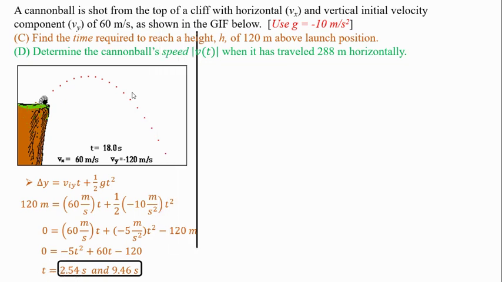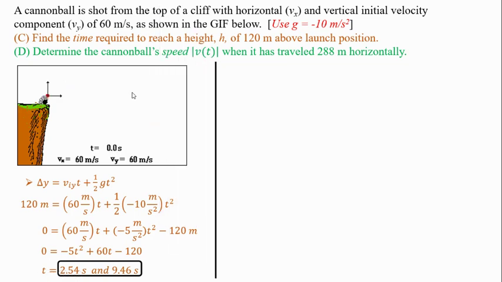All right, let's do part D. Part D asks us to determine the cannonball speed. So really here, just find the velocity, but don't find the angle because it just said speed, when it has traveled 288 meters horizontally. So here, because it asks for speed, we can just use the same strategy as we did in the early part of this video. Use Pythagorean theorem. V squared equals Vx squared plus Vy squared at that specific time or distance.